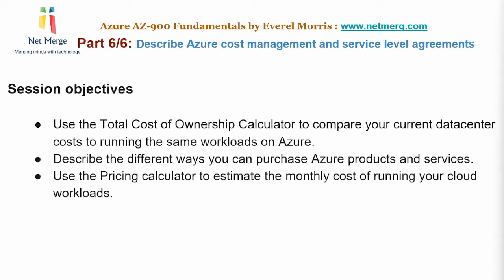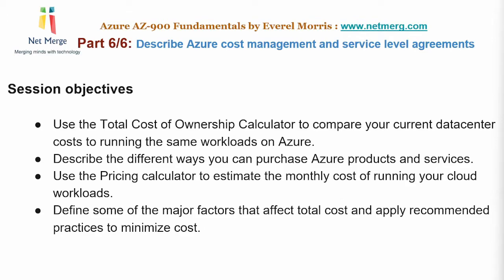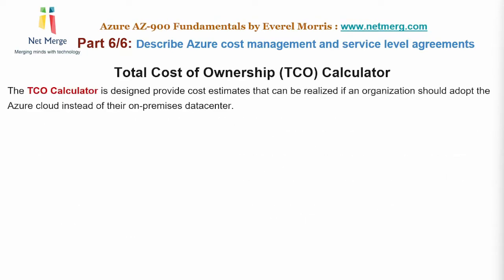So the big difference between the pricing calculator and the total cost of ownership calculator is that you will be using the pricing calculator on a regular basis, and the total cost of ownership calculator would be used a single time when you're doing your migration. So it's a one-time purpose. So please understand the difference between the two. Then we're going to look at defining some of the major factors that affect your total costs and apply recommended practices that you could use to minimize your costs of using a cloud service provider such as Azure.